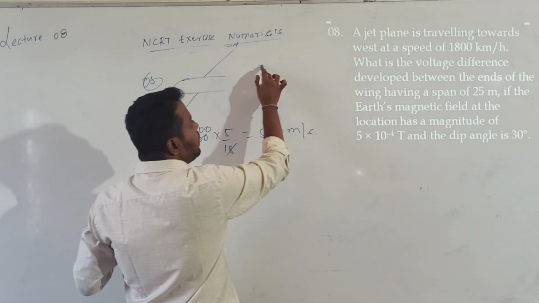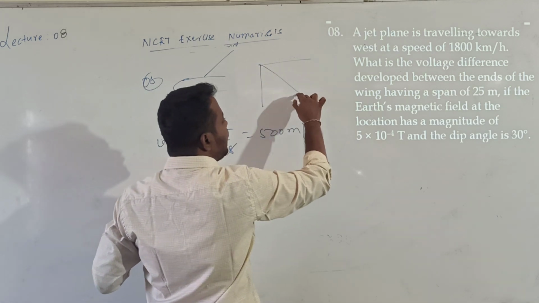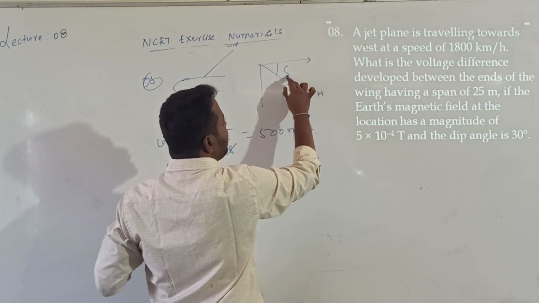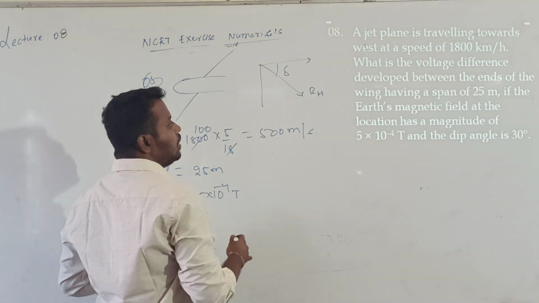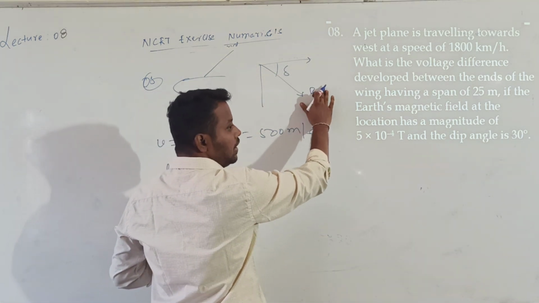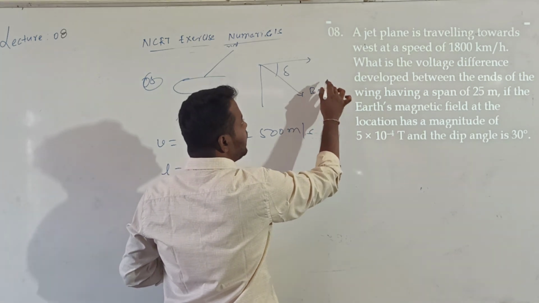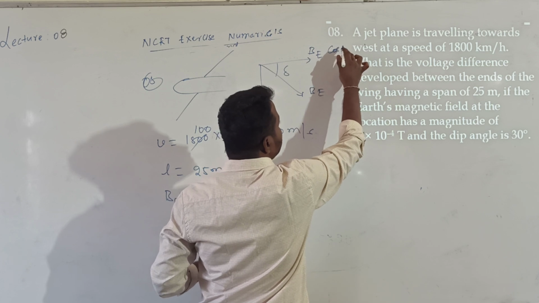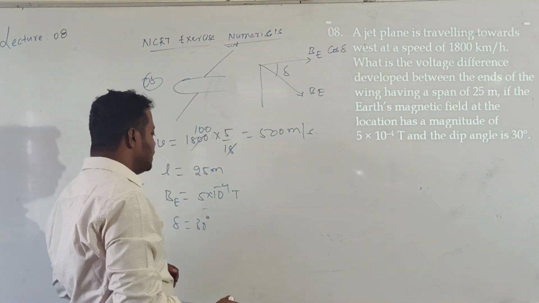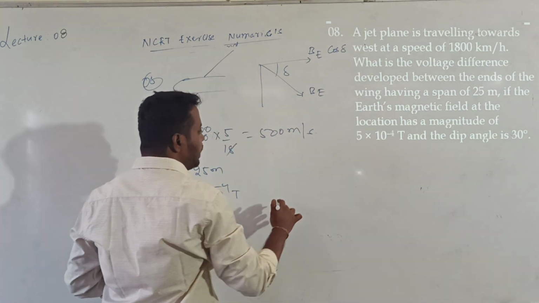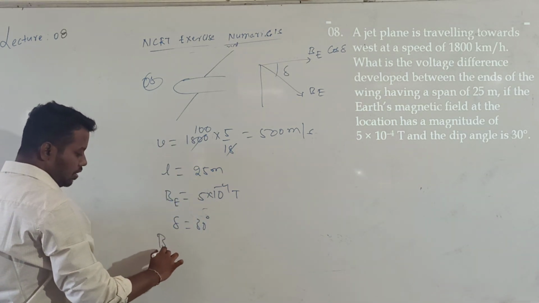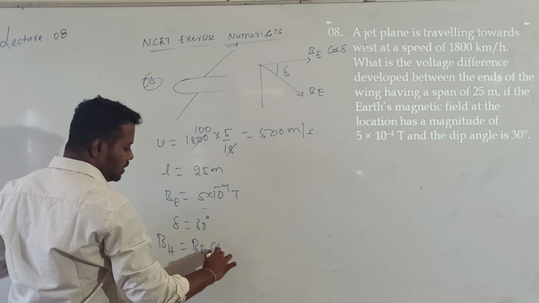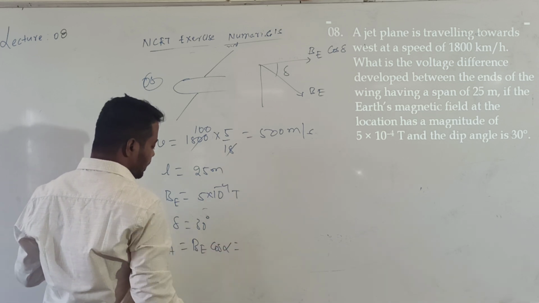What is the angle of dip? It is the angle made by the Earth's total magnetic field with the horizontal. We studied this in the last chapter. If the total Earth magnetic field value is BE, then its horizontal component is BE into cos delta. So the Earth's horizontal component of magnetic field BH is equal to BE into cos delta.